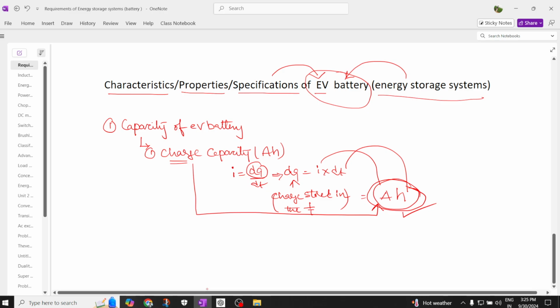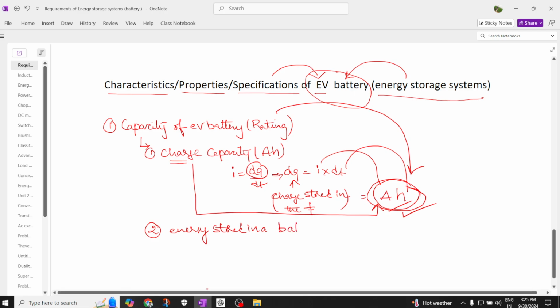The capacity of a battery is how we define the rating of a battery. The rating of a battery is ampere hour, and the charge capacity is also ampere hour. So this is how to define the charge capacity. The next definition is the energy stored in a battery.